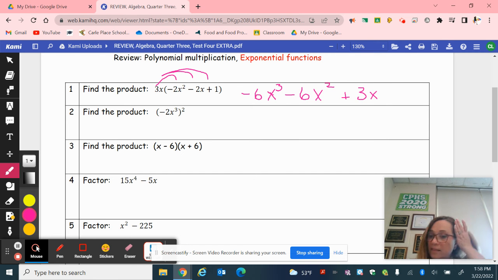So if you want to check this, you can check this on your calculator. You check for equivalence. You can check for equal graphs. And you can always factor to go backwards. Okay, so this is find the product.